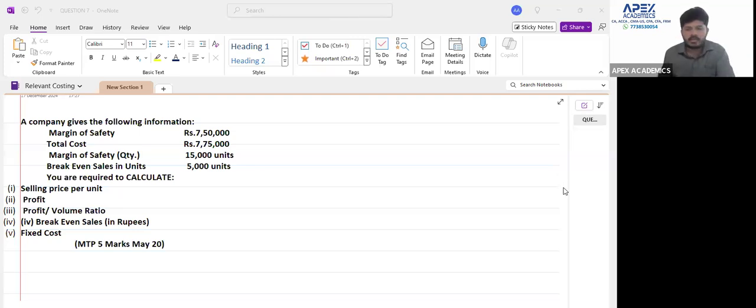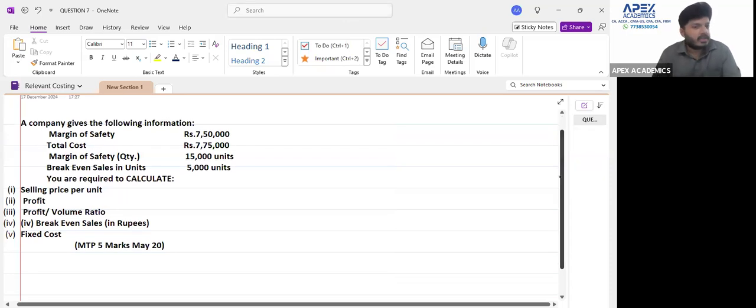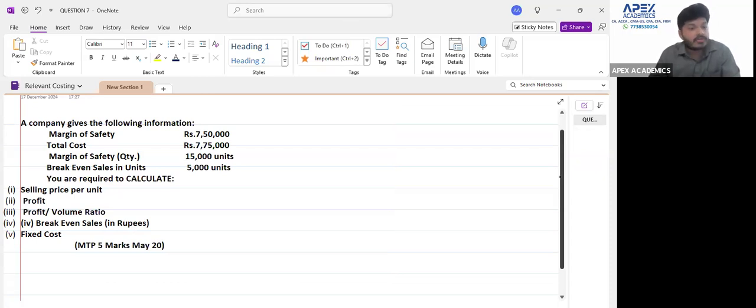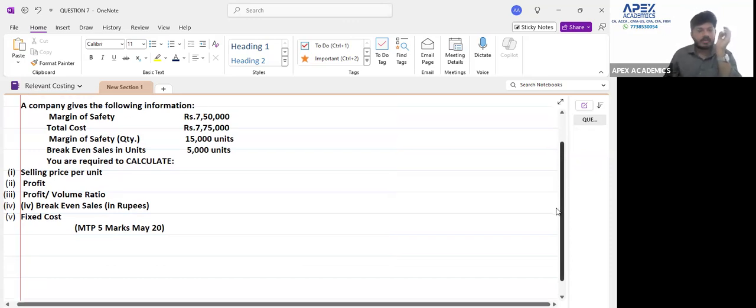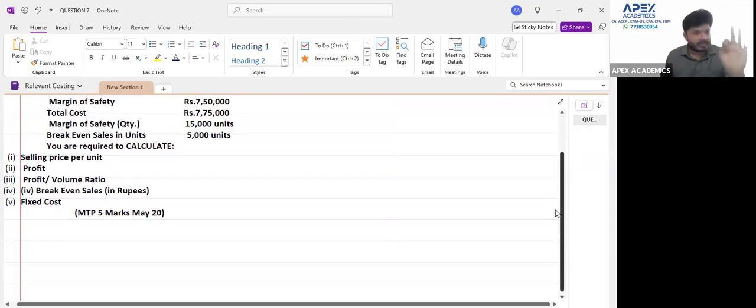Chalo, question number 7. A company gives the following information. Margin of safety is equal to 7,50,000. Total cost is equal to 7,75,000 and margin of safety units are 15,000. Break even sales in units is 20,000. You are required to calculate selling price per unit. सबसे पहले margin of safety के जो units रहते वो profit making units रहते.